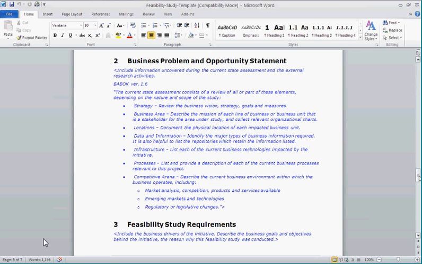Yes. Right? So now you have to do the as-is. What is the strategy? Look very clearly, it says, review the business vision, strategy, goals, and measures. What it means is, you have put together and understood the vision, right? Now, for those people for whom this is the first document they're reading on the subject, they would like to know what the vision is.